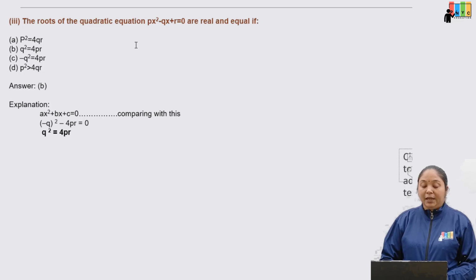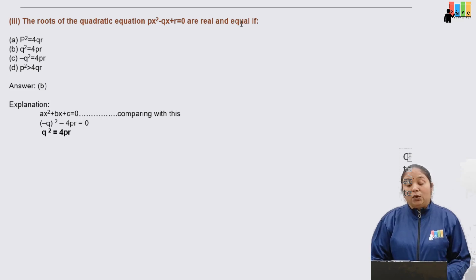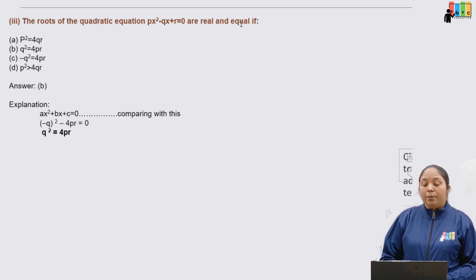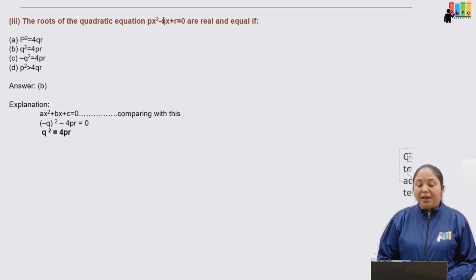Question number 3. The roots of the quadratic equation px² + qx + r = 0 are real and equal. Now, what is the general quadratic equation? ax² + bx + c = 0. We'll compare with this. So b² − 4ac = 0.